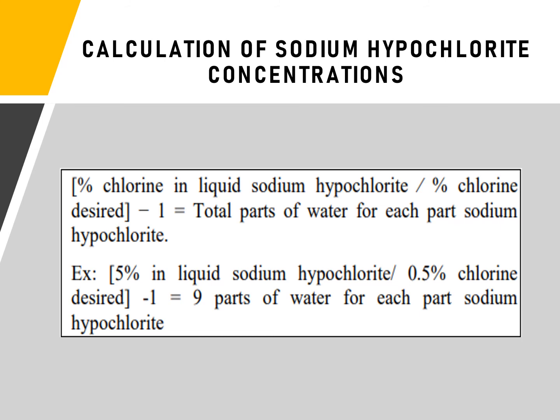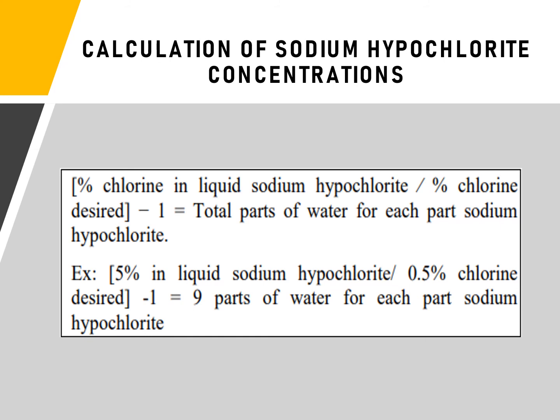Take for example, if you want to prepare a 0.5% concentration of sodium hypochlorite, you just have to divide the given concentration of your liquid sodium hypochlorite that you bought from the supermarket, usually at 5% concentration. You divide that by 0.5%. The answer is 10, minus 1. So you have to have 9 parts of water for each part of your sodium hypochlorite.